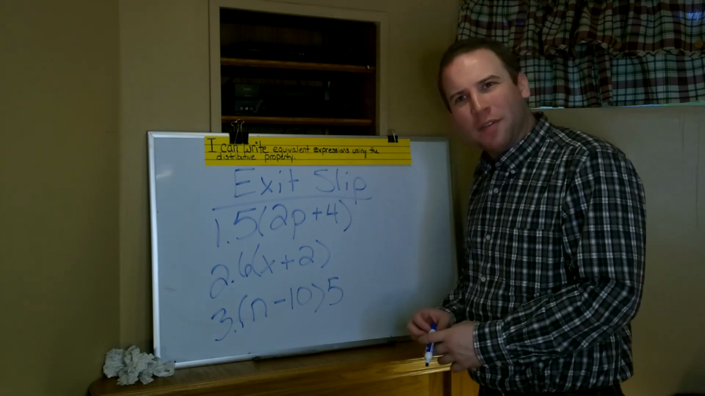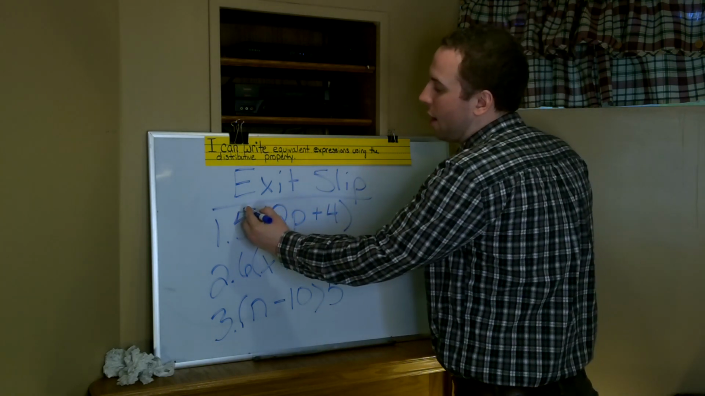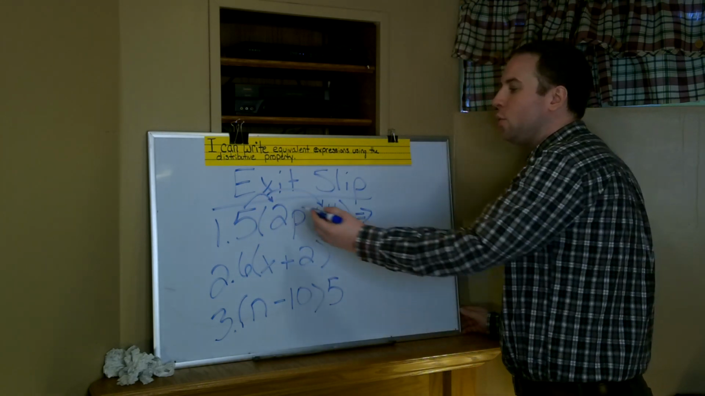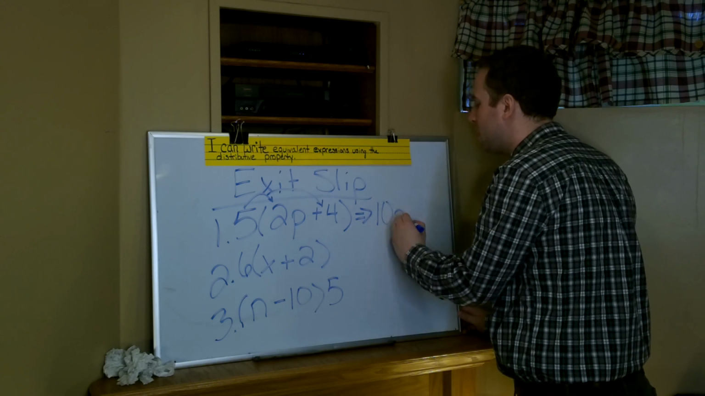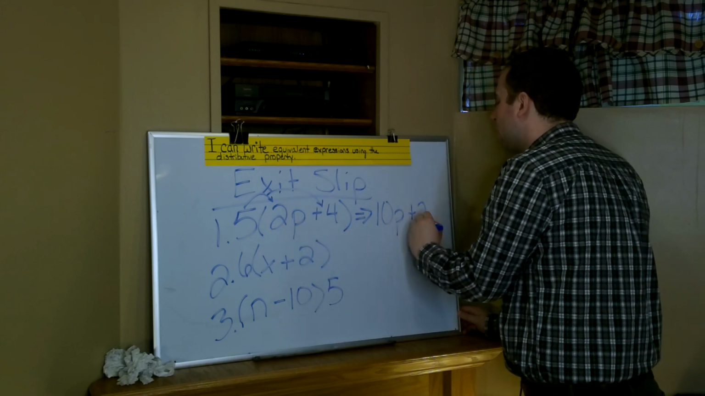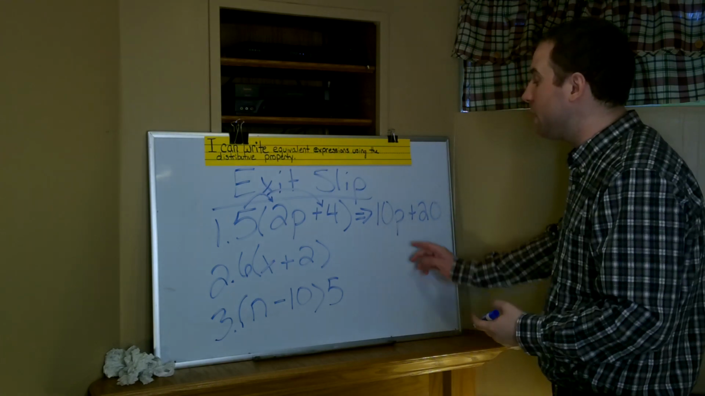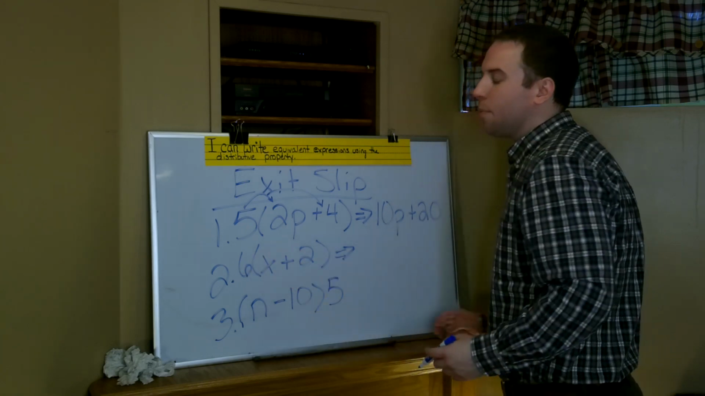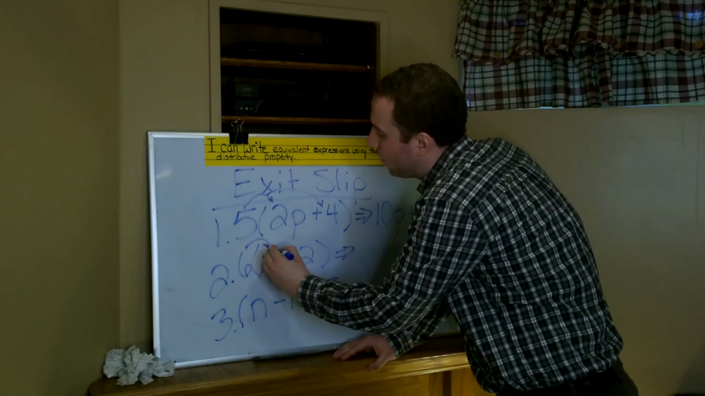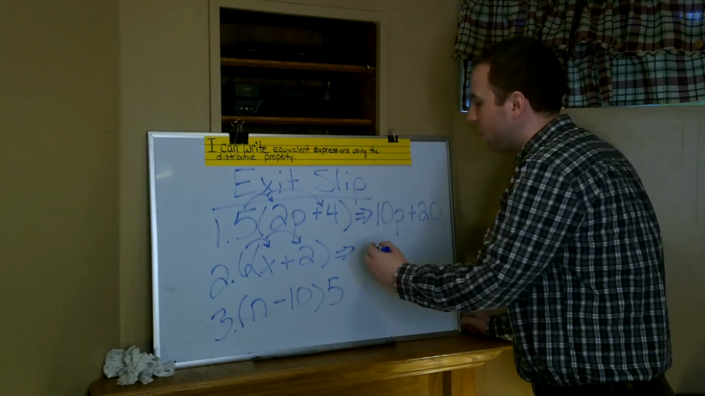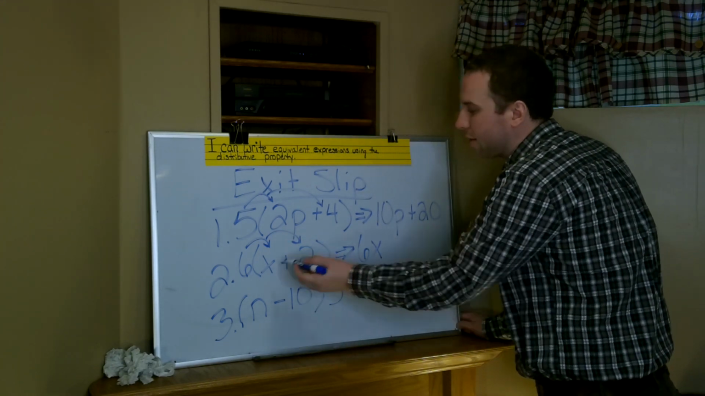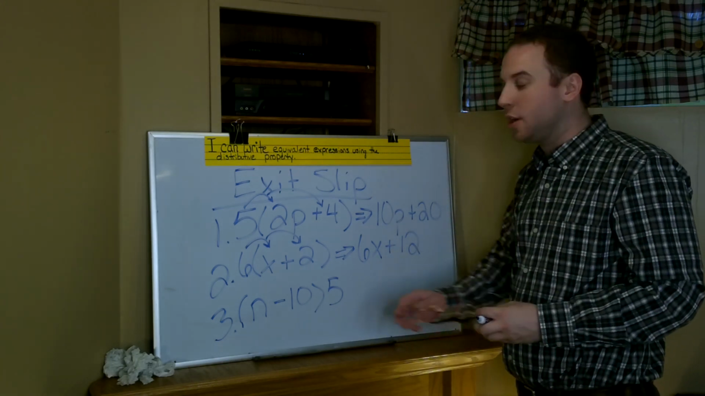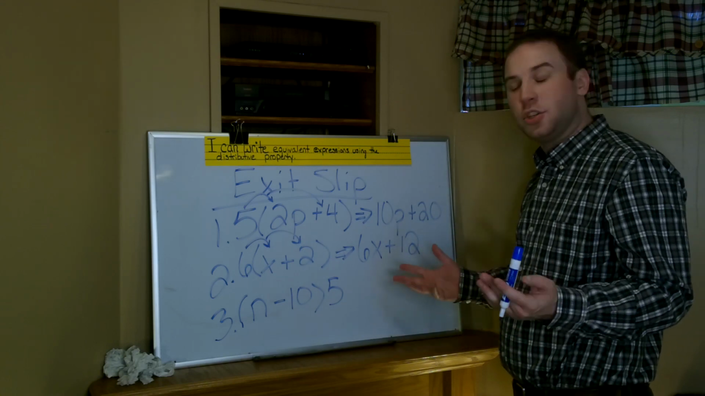Okay, let's go ahead and solve it, shall we? 5, we're going to distribute to both the 2p and the 4. So an equivalent expression would be 5 times 2p, which will give me 10p, and then 5 times 4 will give me 20. So my equivalent expression would be 10p plus 20. Looking at our next problem, the 6 is on the outside, so we're going to multiply 6 times x and 2. So 6 times x will give me 6x, and 6 times 2 will give me 12. So 6x plus 12 is the equivalent expression.